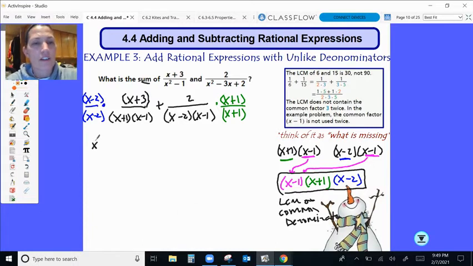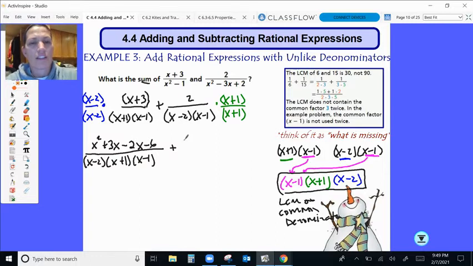So x squared plus 3x minus 2x minus 6 over, and we have all this here, x minus 2 times x plus 1 times x minus 1, plus, and I'll multiply this, 2x plus 2, over, and I'm going to write all this out, x minus 2 times x minus 1 times x plus 1.